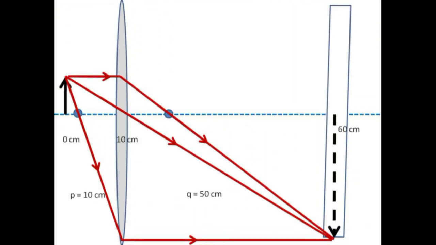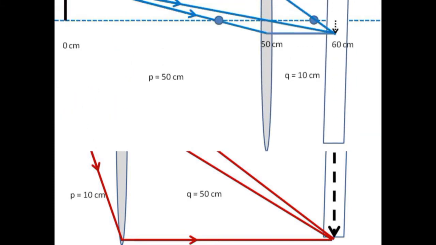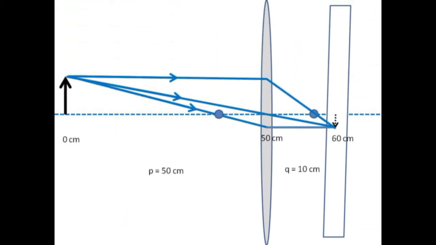Since you will be measuring a number of object and image distances, one way to speed things up is to note that there are actually two conjugate lens locations that will create an image for a given object and screen location. As an example, here we show an object distance of 10 centimeters and an image distance of 50 centimeters. By moving the lens alone, we see that an image will also form with an object distance of 50 centimeters and an image distance of only 10 centimeters.